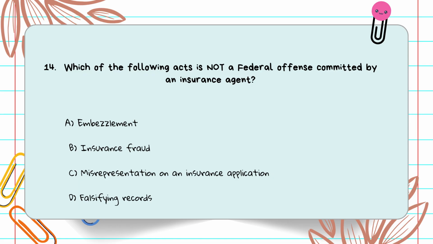Question number 14. Which of the following acts is not a federal offense committed by an insurance agent? A, embezzlement. B, insurance fraud. C, misrepresentation on an insurance application. D, falsifying records. Misrepresentation on an application is handled by the state, not the federal government. The answer is C, misrepresentation on an insurance application.